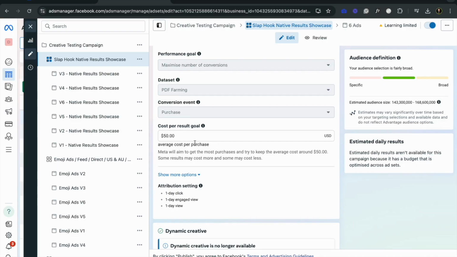And then cost per result goal. In fact, we're probably going to increase this. Well, we have got this increase on the actual account. So basically, let's say your average order value, the average customer spends $100 with you, then I would be putting this at around $80. I put the cost per result goal 20% less of our AOV or our margin.